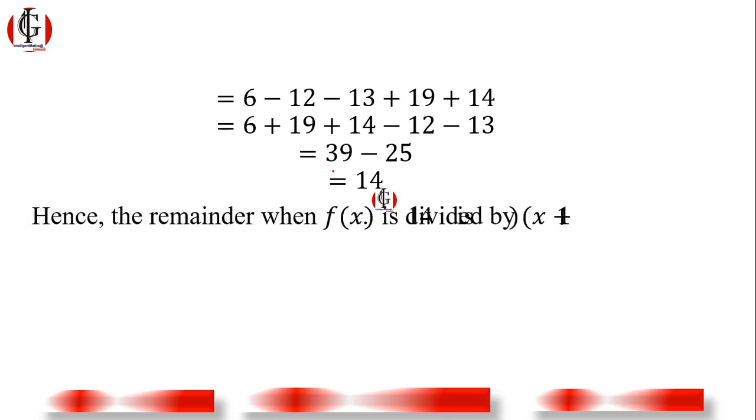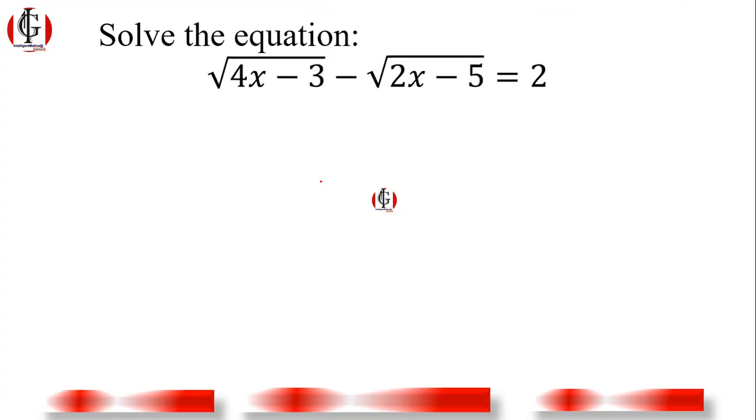So the remainder when f of x is divided by x plus 1 is 14. All right, let's solve the next question.